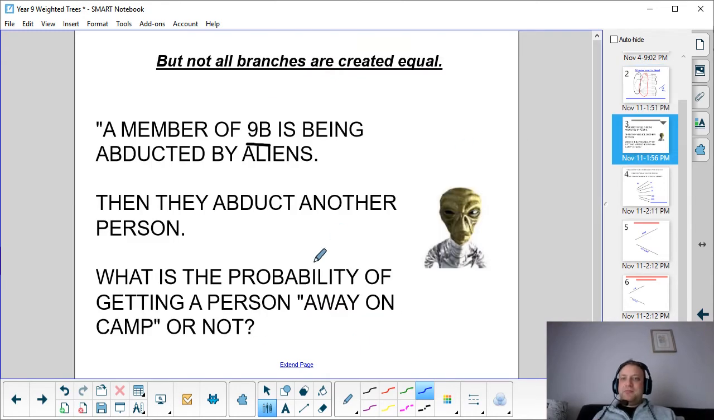So here's an example. We've got a member of a Year 9 class. I was just working with my Year 9 class for this example. We'll call them 9B. I don't know which one's A, which one's B. A member of my Year 9 class is being abducted by aliens. Then the aliens decide one person isn't enough. They abduct another person. And then we're going to calculate the probability of getting a person who is away, using the term loosely, on leadership camp at the moment, or not.